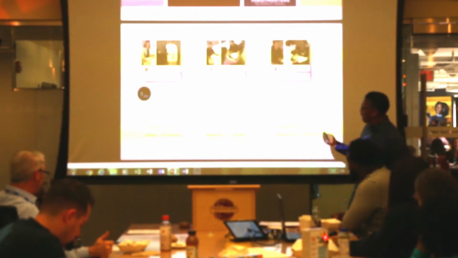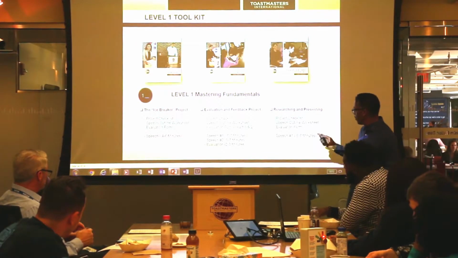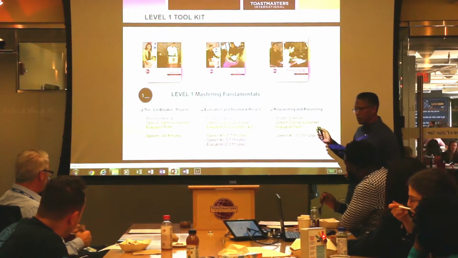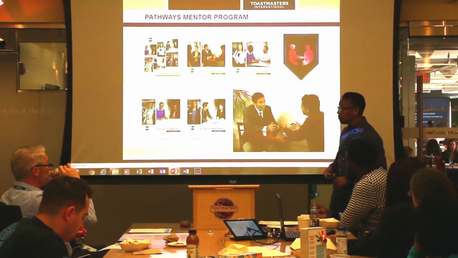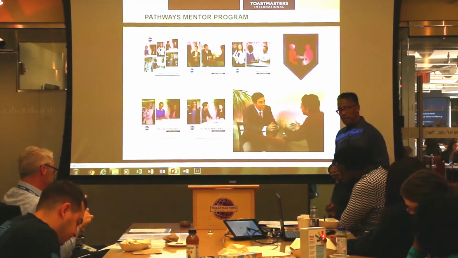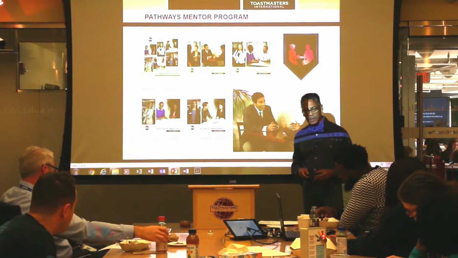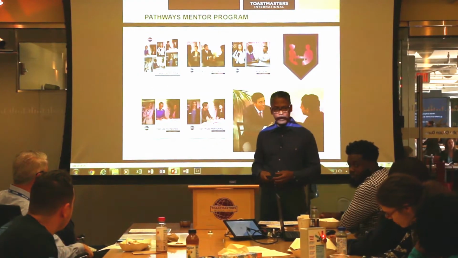Here's an example of level 1, the icebreaker projects, evaluation and feedback, researching and presenting. That's what the toolkit will look like. Here's your mentoring program. I won't address that at this point. That's going to lead us into another project later on. And that concludes pretty much where we need to go with the Academy Excellent teams. Are there any questions? So at this point, this concludes the presentation. We can move on to the Q&A.